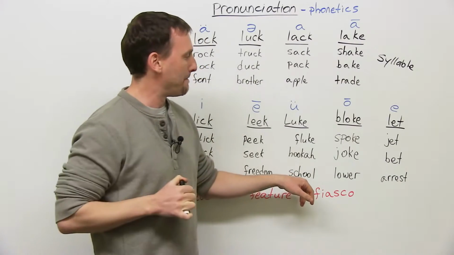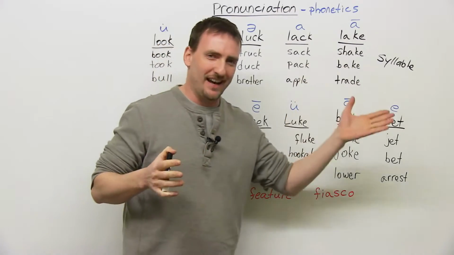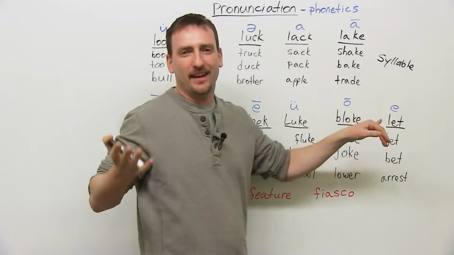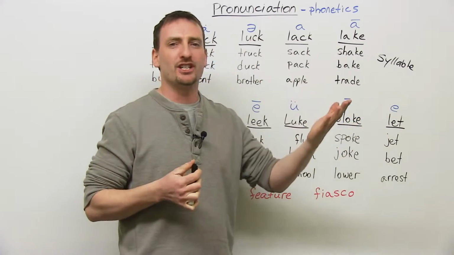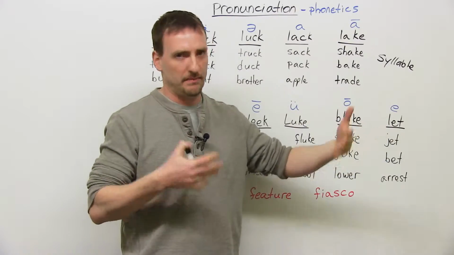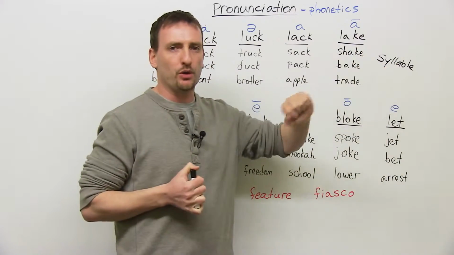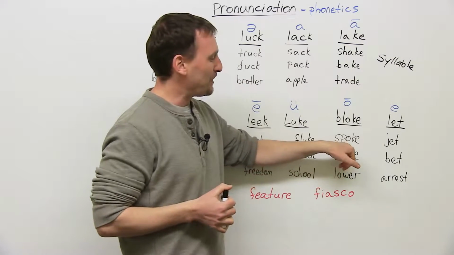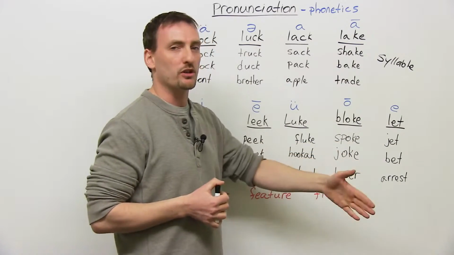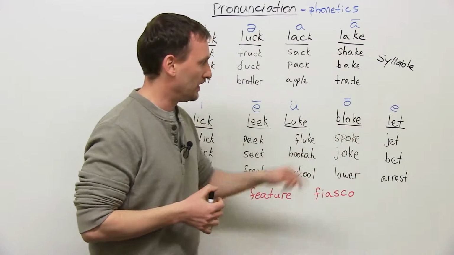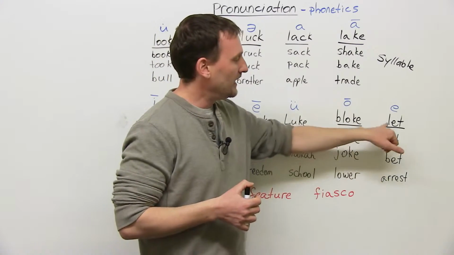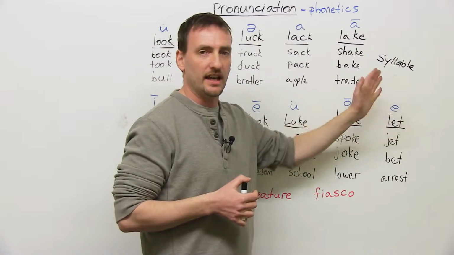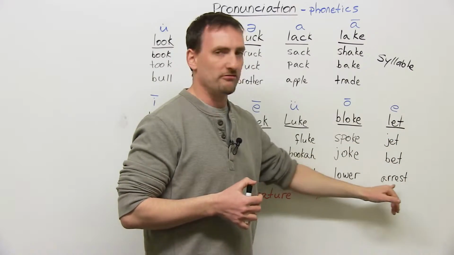School. Bloke. Now, I had to find a word that had this sound in it. Bloke is a British slang, means guy, man, whatever. That bloke over there is very well dressed. I don't know why I use that example. Spoke, joke, low, O, also a diphthong. O, long line. And let, regular E: jet, bet, arrest.